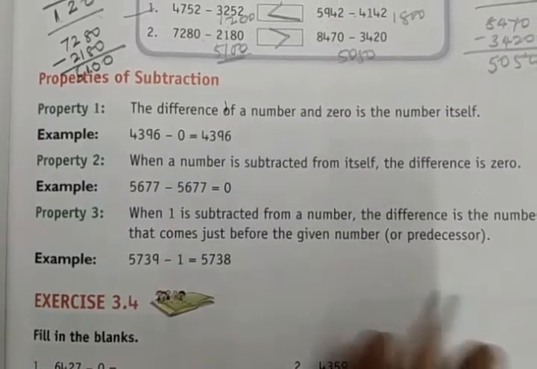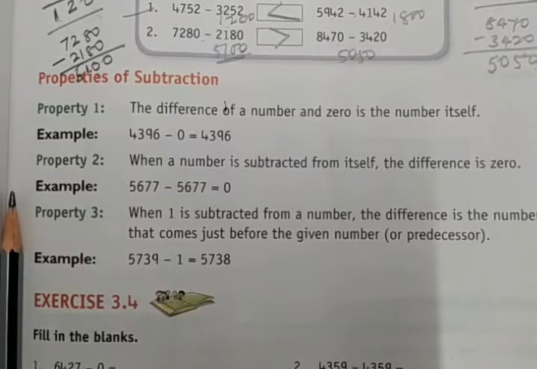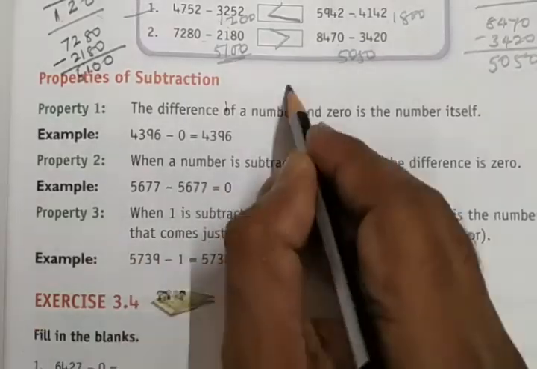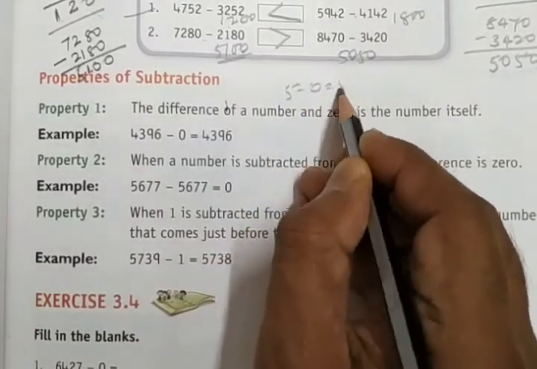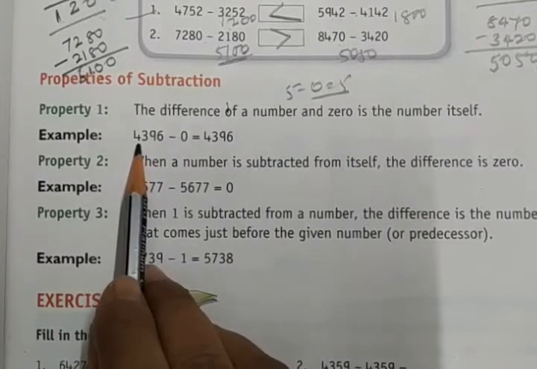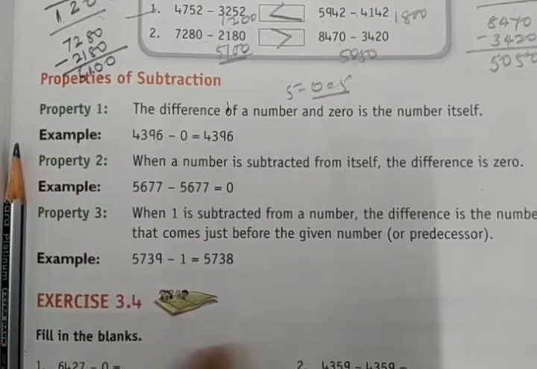So properties of subtraction. Property number 1, the difference of the number and 0 is the number itself. So as I told you, 5 minus 0 is equal to 5 only. Right? This is an example. Or here, 4396 minus 0 is equal to 4396 only.